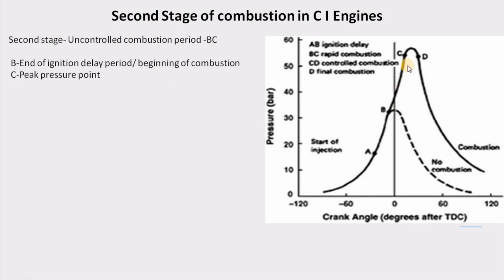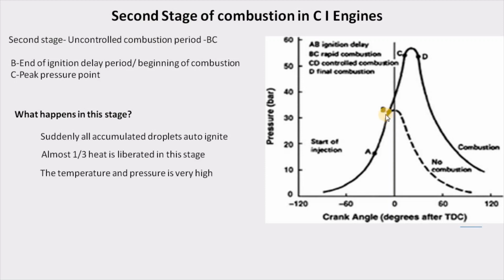So in the period between B and C, we can assume that combustion has actually started, and the point where the maximum pressure is attained inside the combustion chamber ends your second stage. And what is happening in this particular stage? During the first stage of combustion, that is ignition delay, every droplet coming into the combustion chamber has now reached a stage where it is burning. The surface has started its burning.